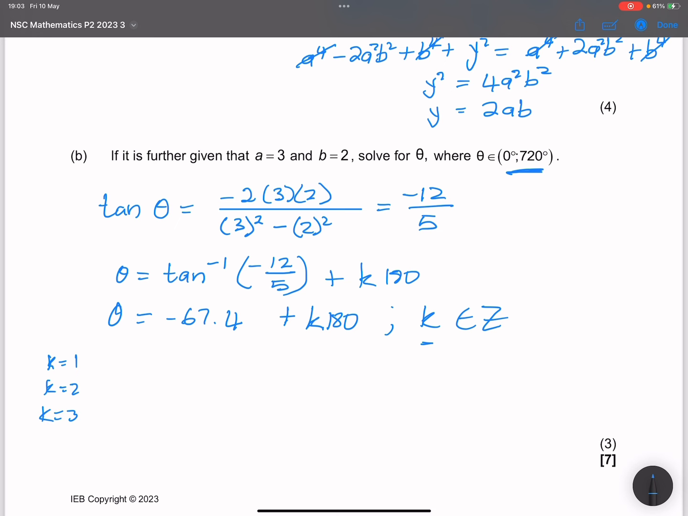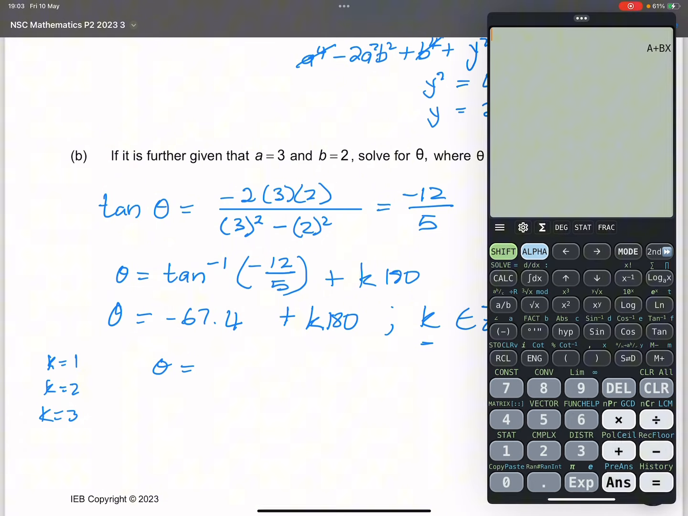So theta, in this case, if I say k is equal to 1, let's check it. That means we're going to have negative 67.4 plus 180 times 1. That would give us 112.6. So that does fall between 0 and 720.